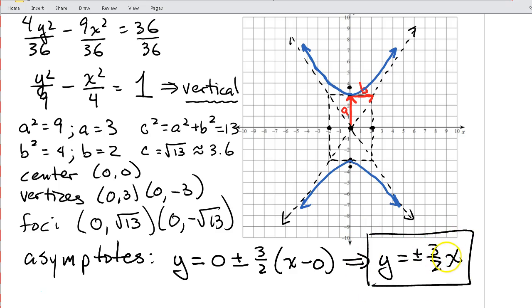One would have the positive slope and one would have the negative slope. Since it goes through the origin, remember this is sort of like y equals mx plus b, except our b is 0, so it just turns out to be 3/2 x or negative 3/2 x.